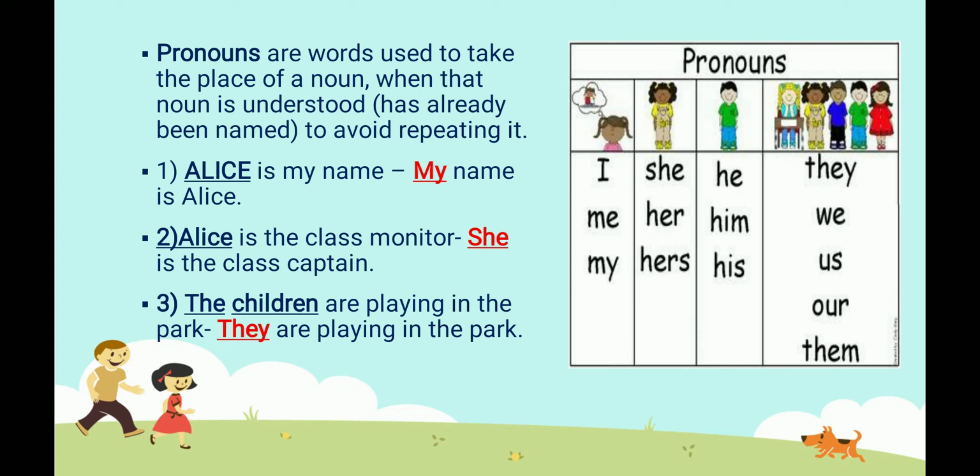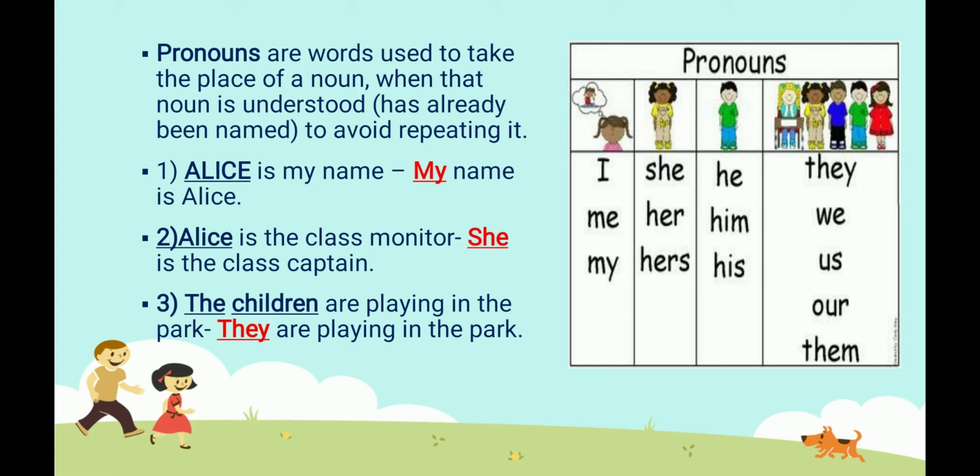Next we have pronouns. What are pronouns? Pronouns are words used to take the place of a noun when that noun is understood or has already been named, in order to avoid repeating it. For example, Alice is my name. Here the noun Alice is replaced by the pronoun she because Alice is a girl. Second, Henry is the class monitor. Here the noun Henry is replaced by the pronoun he because Henry is a boy.